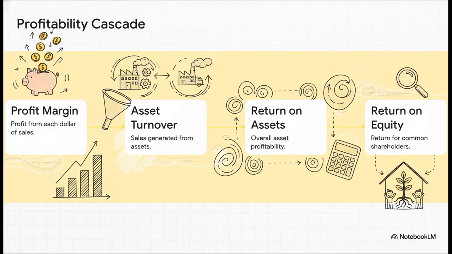Now, I want you to think about profitability not as a single number, but as this cascade. It's a chain of events. It all starts with the profit margin. How much do you make on each dollar of sales? Then you factor in asset turnover.